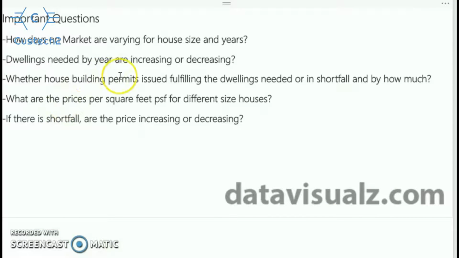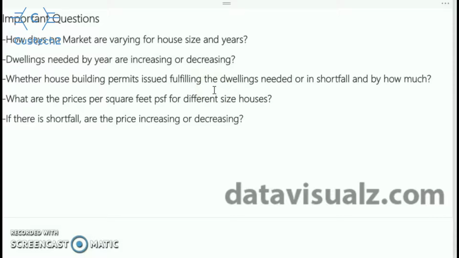Now we have seen that permits issued have been increasing, but the rate of increase is not as much. It's not matching the demand, the dwellings needed for the houses, and there has been a continuous shortfall, and this shortfall is increasing. So it means that prices should be increasing from 2016 to 2017.